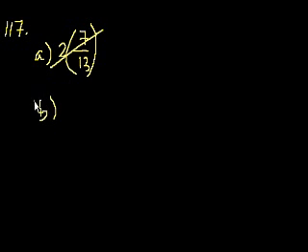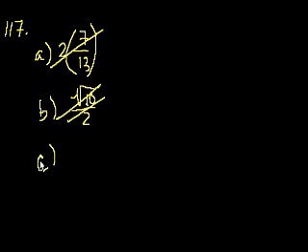B. Oh, there was a D there, but I think that's supposed to be B. Square root of 10 over 2. Well, square root of 10 is going to be 3 point something, which is greater than 2. So that's not right.